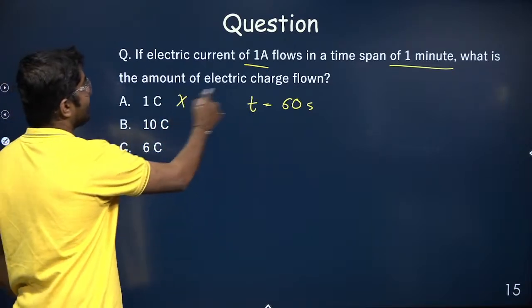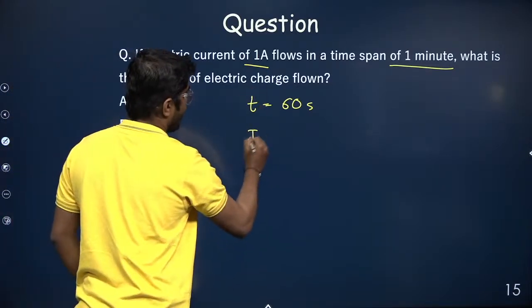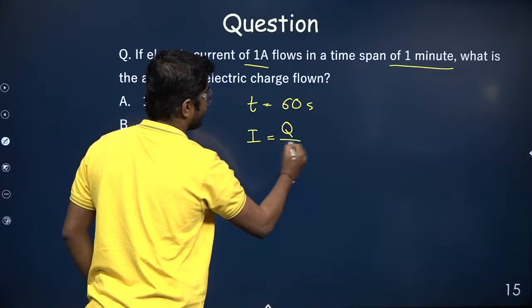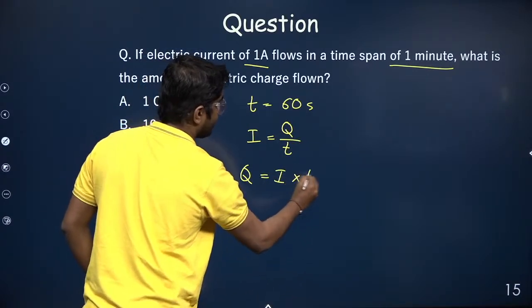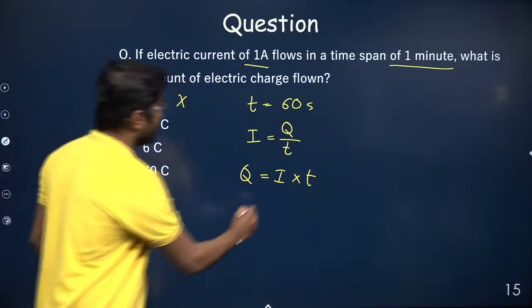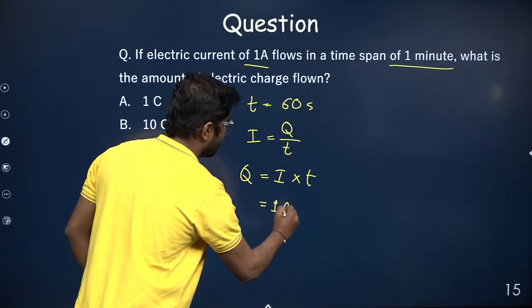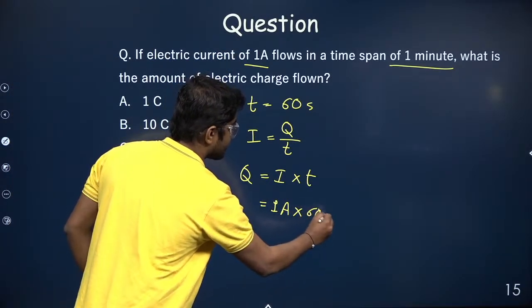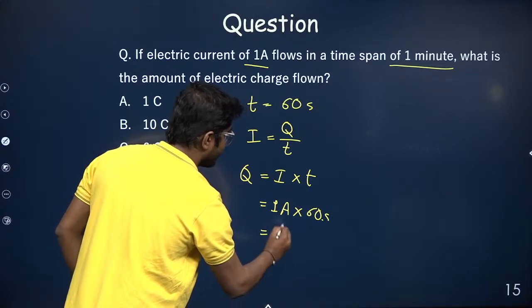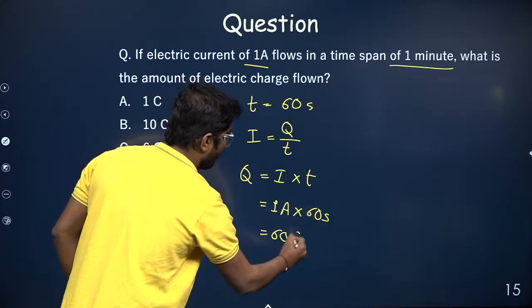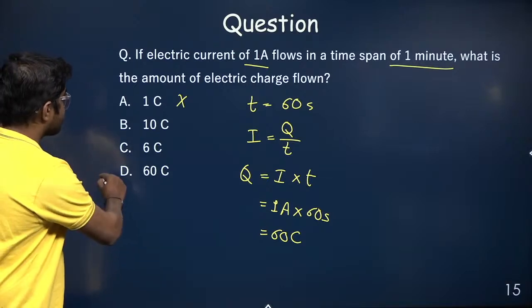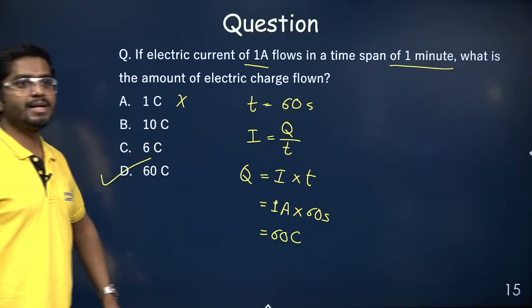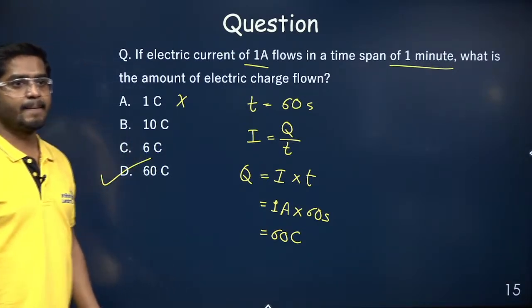So we want the electric charge. We know I is Q divided by time, so Q is equal to current multiplied by time. What is the current? 1 ampere. 1 ampere multiplied by time, which is 60 seconds. So this will be 60 ampere into second, which is coulombs, the SI unit of charge. So the answer is 60 coulombs. Option number D. Clear? Easy?